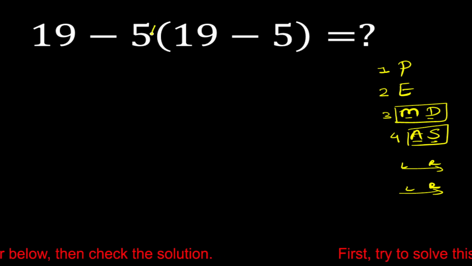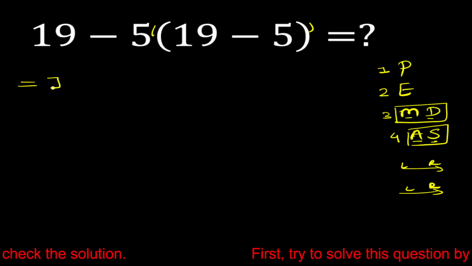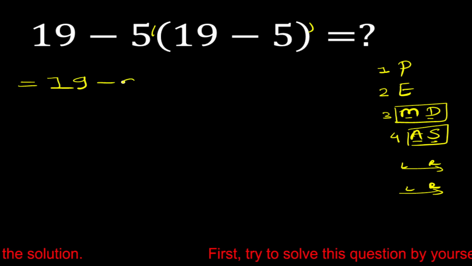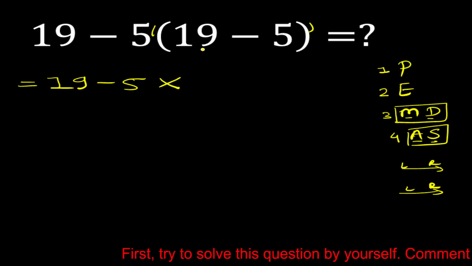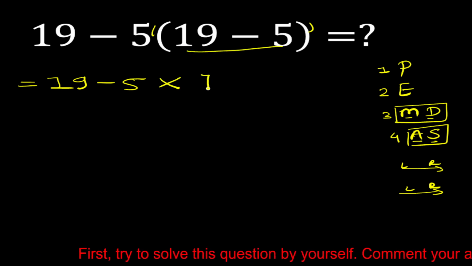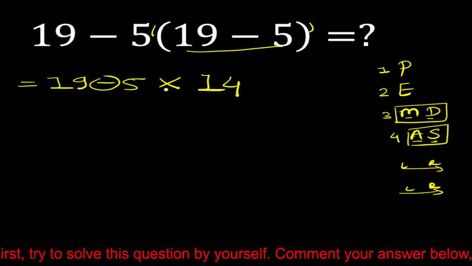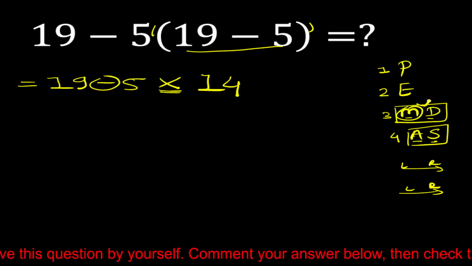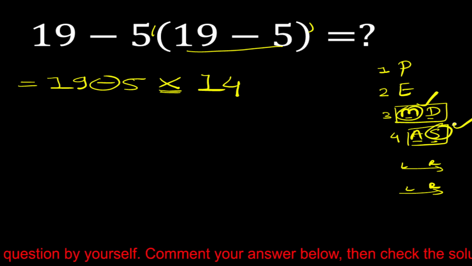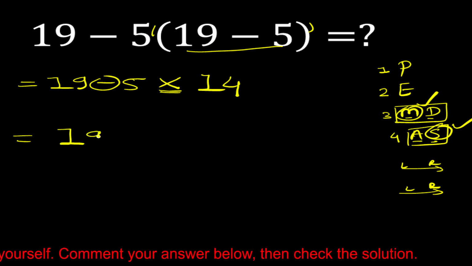So according to PEMDAS, first we have to solve this parenthesis. So is equal to 19 minus 5 multiply 19 minus 5. Now solve this parenthesis is equal to 14. Okay. So now here is subtraction and here is multiplication. So according to PEMDAS rule, first priority is multiplication, then we have to solve subtraction. Okay. So is equal to 19.